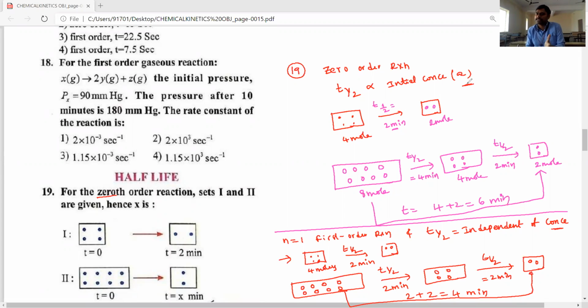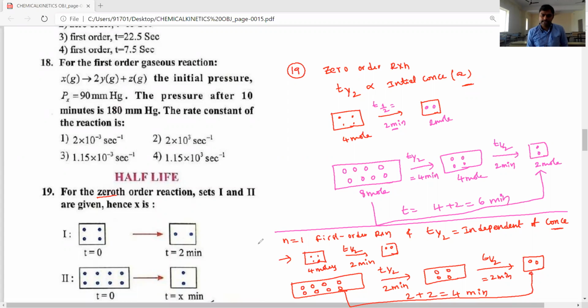See, 4 is converted into 2 in 2 minutes. Then 8 is converted into 4, which means it is double, so it takes 2 plus 2, 4 minutes. Again 4 is converted into 2, which takes 2 minutes only, because T half is directly proportional to the initial concentration. If the initial concentration is more, then it requires more time for every half-life. This kind of question is very important for NEET and JEE examinations.